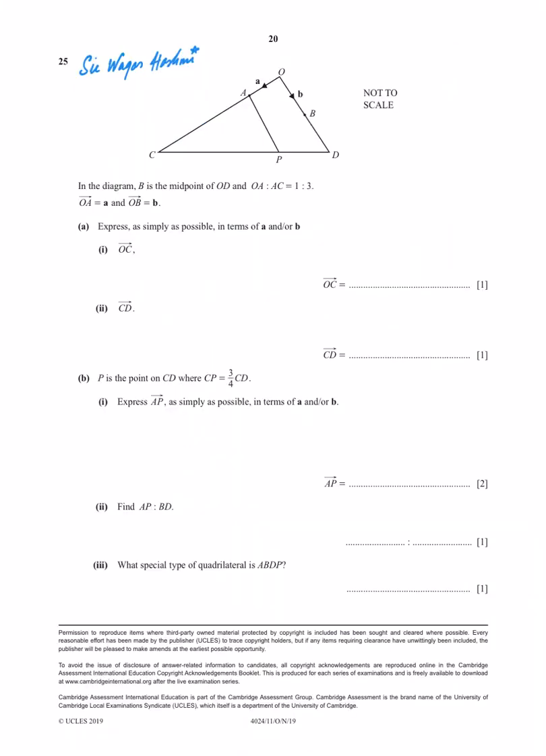It's question number 25. In the diagram, B is the midpoint of OD and OA divided by AC is 1:3. OA is given, it's A, and OB is B. Express in terms of A and or B, OC. So first we need to find the vector OC. Now we have the ratio of OA and AC. So if O till A is 1 ratio and A till C is 3 ratio, the total ratio from O to C will be 4.